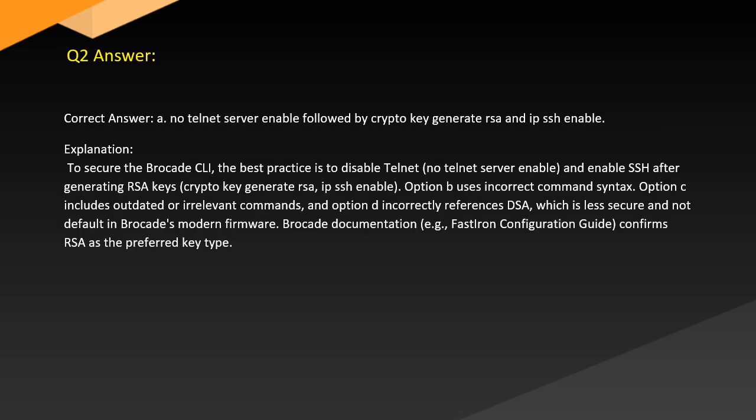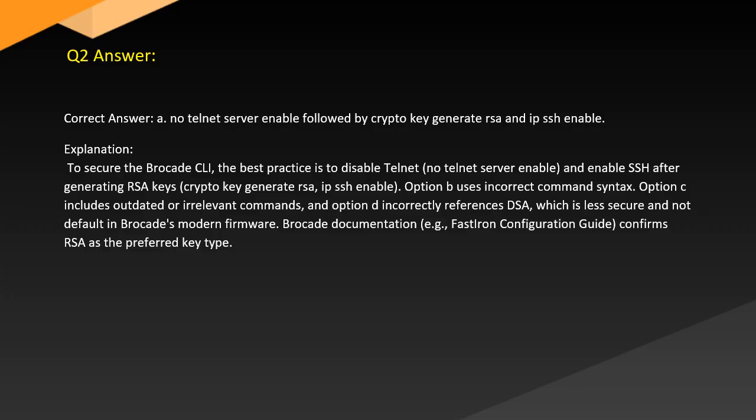Answer. Correct answer: A. No telnet server enable, followed by crypto key generate RSA and ip SSH enable. Explanation: To secure the Brocade CLI, the best practice is to disable telnet, no telnet server enable, and enable SSH after generating RSA keys, crypto key generate RSA, ip SSH enable. Option B uses incorrect command syntax.